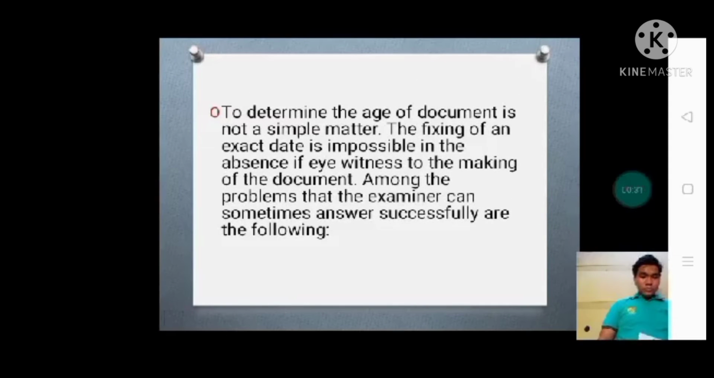Ito yung kung paano malalaman kung gaano na katagal ang isang document at kung paano madedetermine ang eksaktong date kung kailan ito ginawa. At napaka-imposible nitong malaman kung walang eyewitness dahil ito ang magpapatunay kung kailan ginawa ang document.